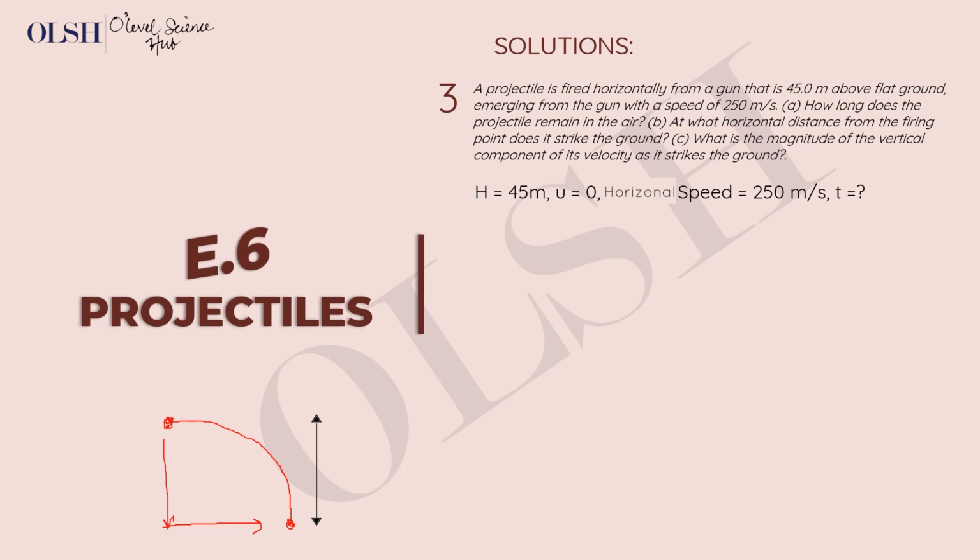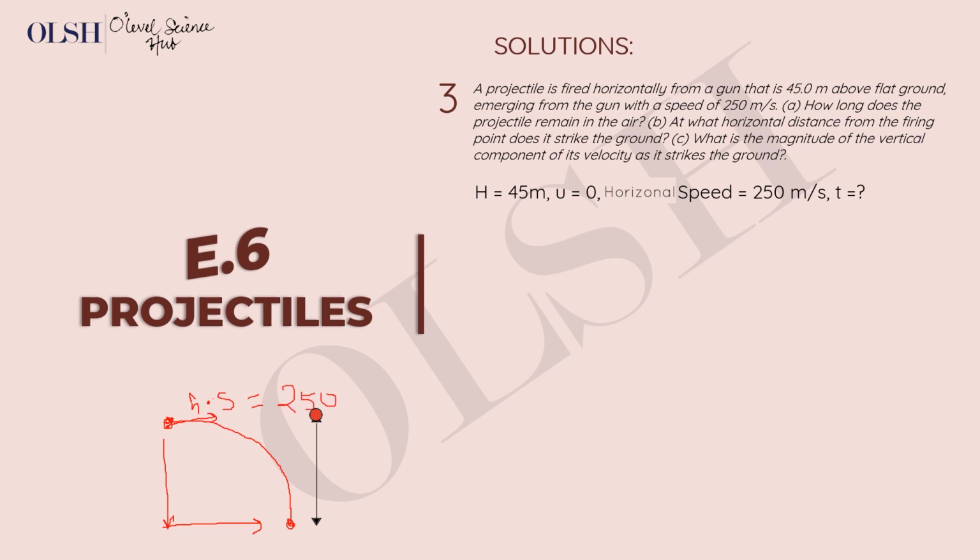All right. So at this initial place, we will take our initial velocity as 0, because in the vertical there is no speed at this point. Remember, it is projected horizontally at a speed of 250 meters per second. So the horizontal speed is what was given to us as 250 meters per second. All right.